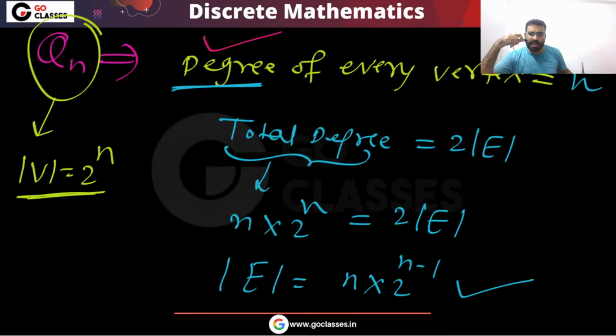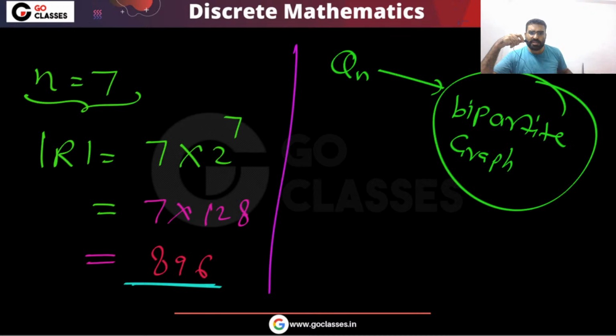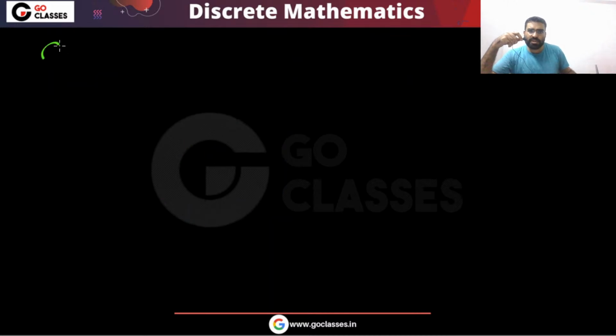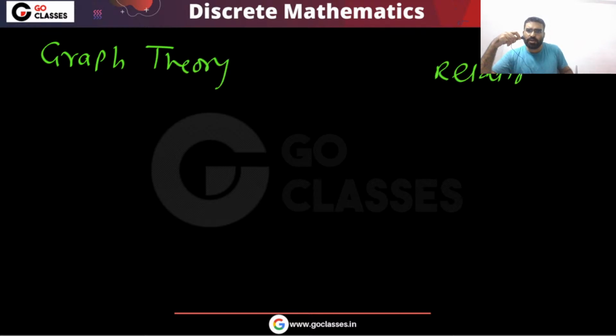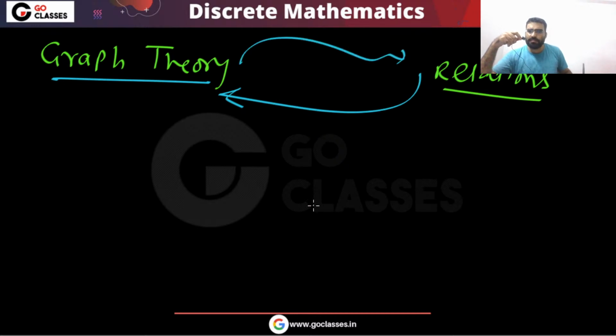Did you understand now? Please tell me, did you understand this question? Very nice question, very simple question. This question is connecting graph theory with relations. Remember, we can connect graph theory with relations many times, because every relation we can represent as a graph, and we can think of every graph as a relation.